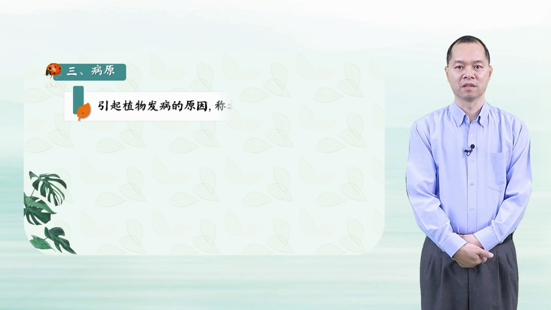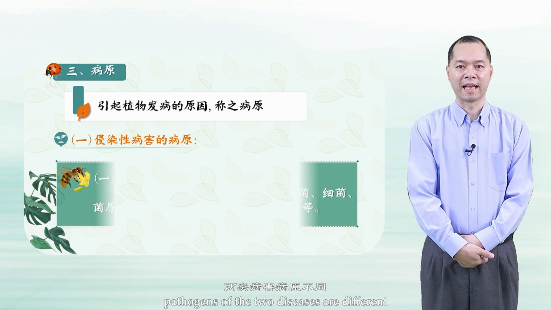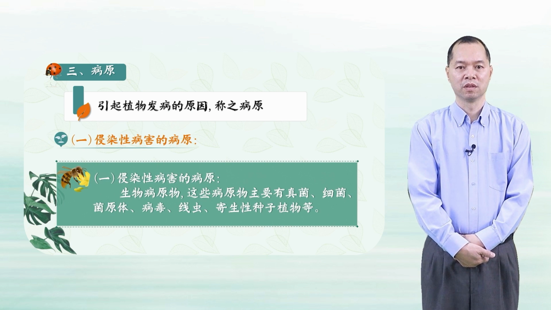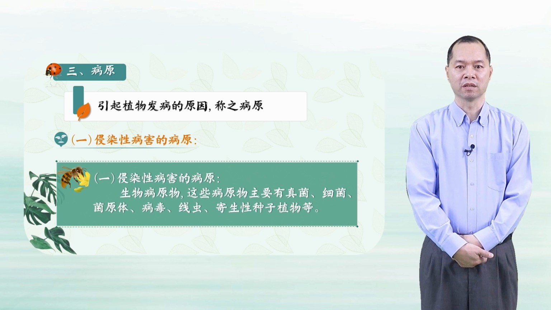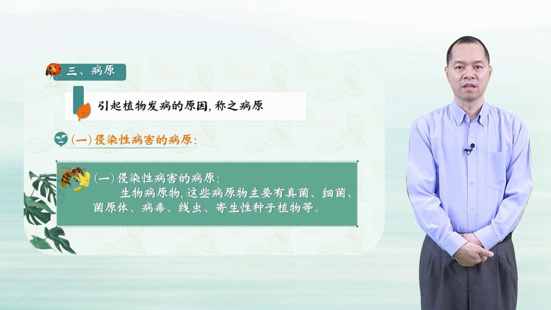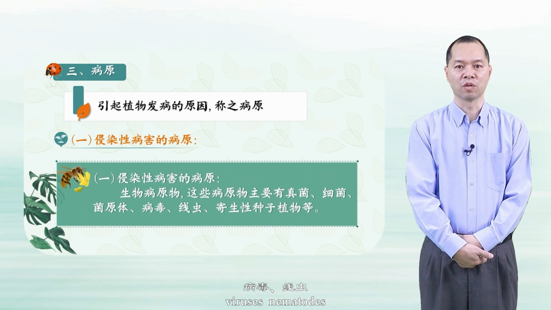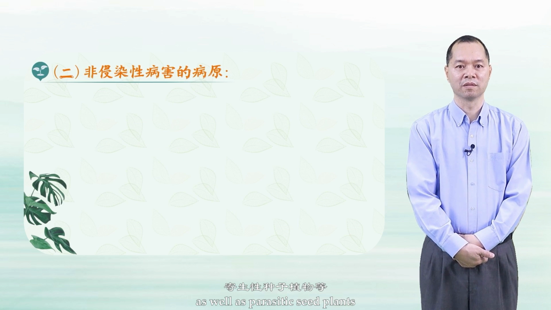What is pathogen? The cause of plant disease. Pathogens of the two diseases are different. The pathogen of infectious disease is the infection of biological factors leading to these organisms to be called the pathogen. These pathogens mainly include fungi, bacteria, mycoplasma, viruses, nematodes, as well as parasitic seed plants.